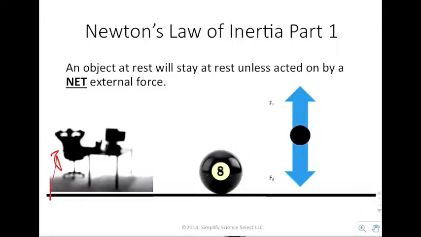Now, an object at rest will stay at rest unless acted on by a net external force. Another part of that is it's got to be a net force, because if somebody comes and pushes this ball with 10 newtons and somebody pushes the ball on the other side with 10 newtons, the ball's still not going to go anywhere. So this is an example of Newton's first law of motion.